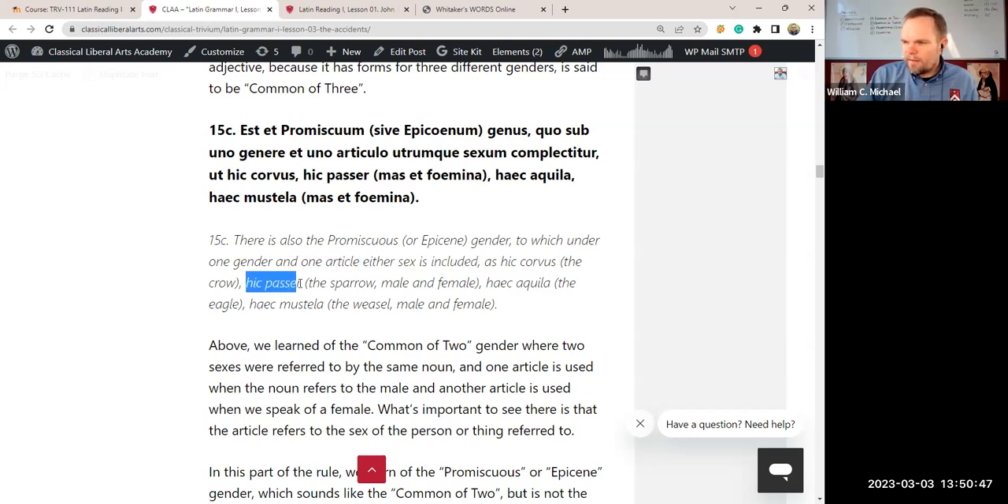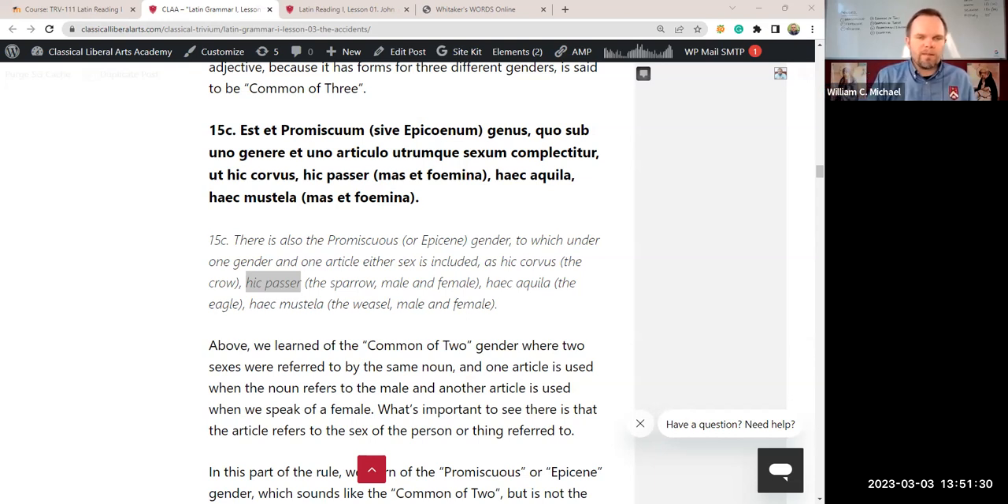If we take the noun hic passer, so we say hic passer. The noun passer, and pay attention here because this is a little confusing, and I want to make sure it's clear. The noun passer means sparrow, so it's a kind of bird. It can refer to the male or the female. So if I saw a male sparrow, I could say, hey, look, there's a passer, there's a sparrow, right? A male sparrow. And if I saw a female sparrow, I could look at it and say, hey, look, there's a passer, a female sparrow. I could use the same word for both the male and the female, just like chicken.